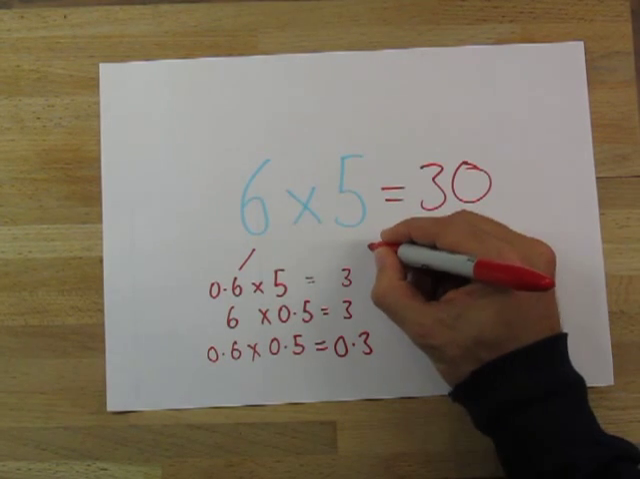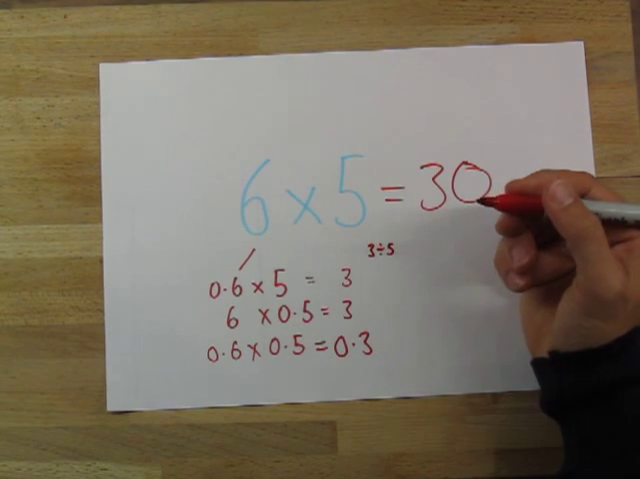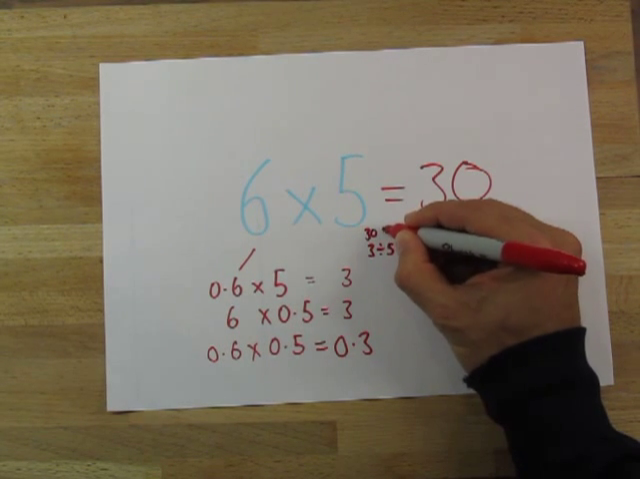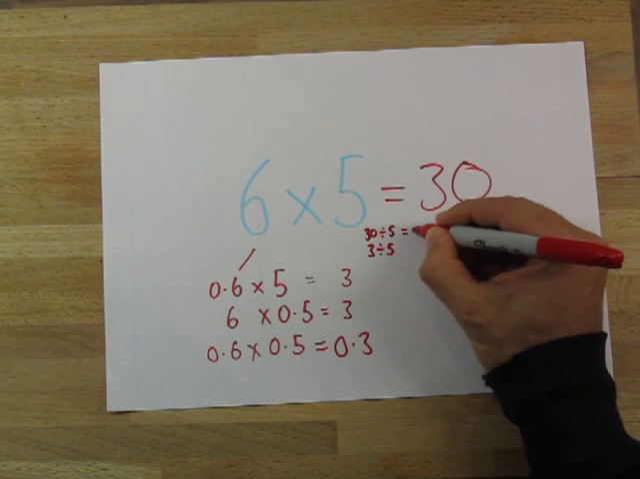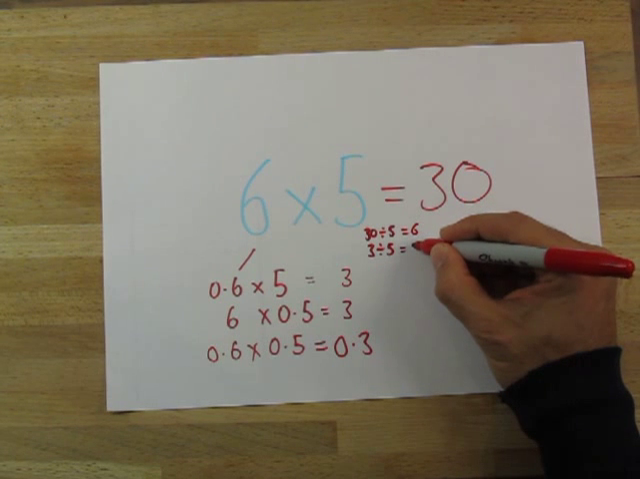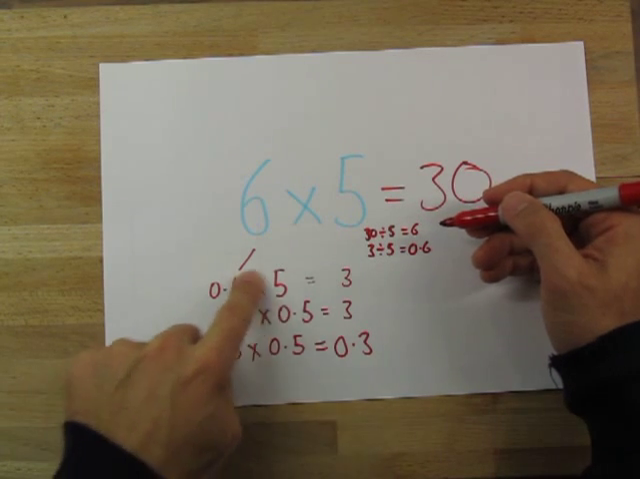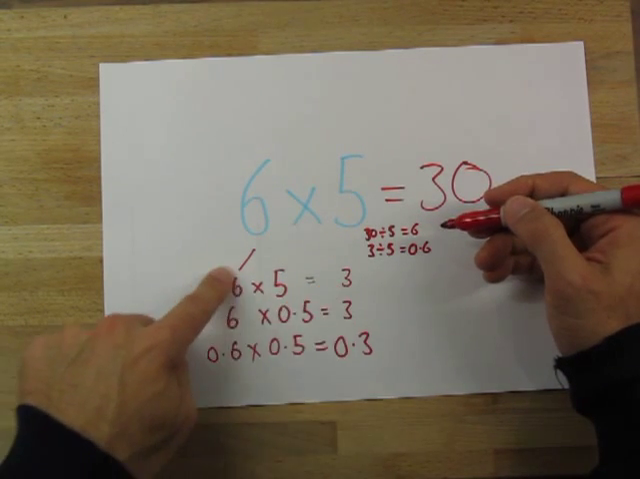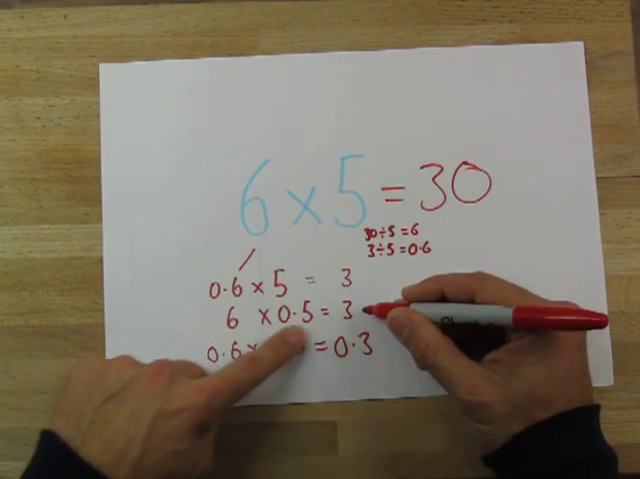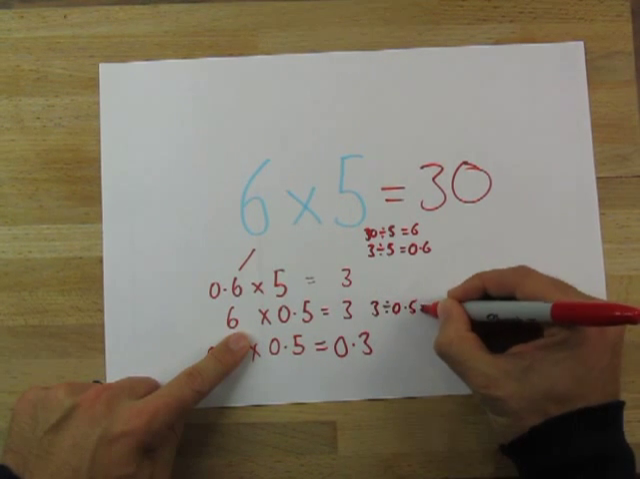If you're given a question like, what's 3 divided by 5? Again, think of your multiplication facts. What would it be if it was 30 divided by 5? It would be 6. Well, 3 divided by 5 is not going to be 6. It's going to be 10 times smaller than that. It's going to be 0.6. Use this multiplication fact in reverse. Use the associated division fact. You can do it here as well. 3 divided by 0.5 gives you 6.